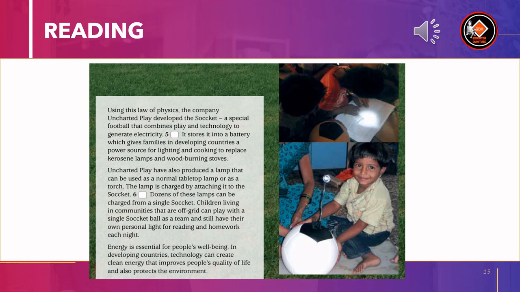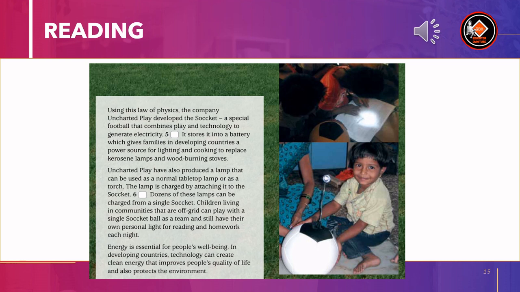It stores it into a battery, which gives families in developing countries a power source for lighting and cooking to replace kerosene lamps and wood-burning stoves. Uncharted Play have also produced a lamp that can be used as a normal tabletop lamp or as a torch. The lamp is charged by attaching it to the socket.